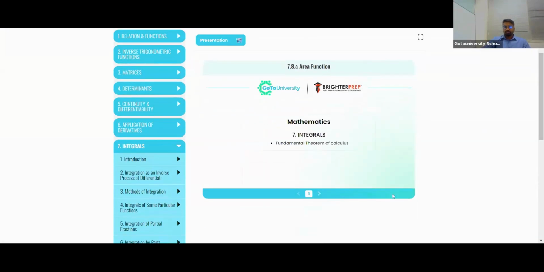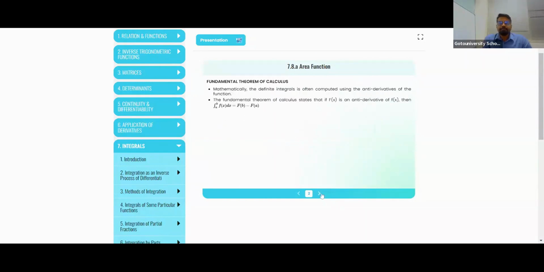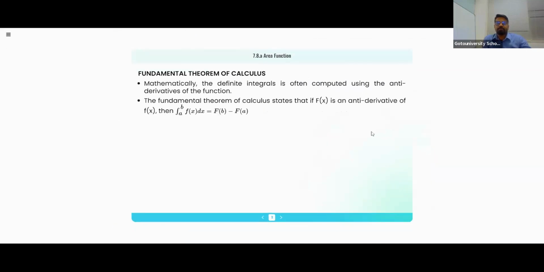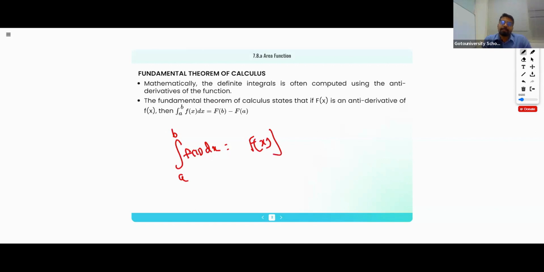There is a very important theorem called the fundamental theorem of calculus. So what does this theorem say? Mathematically, the definite integral is often computed using an anti-derivative of the function. The fundamental theorem of calculus states that if F of x is an anti-derivative of f of x, then the integral of f of x dx from a to b can be written as F of x with the limit a to b, which is nothing but F of b minus F of a.